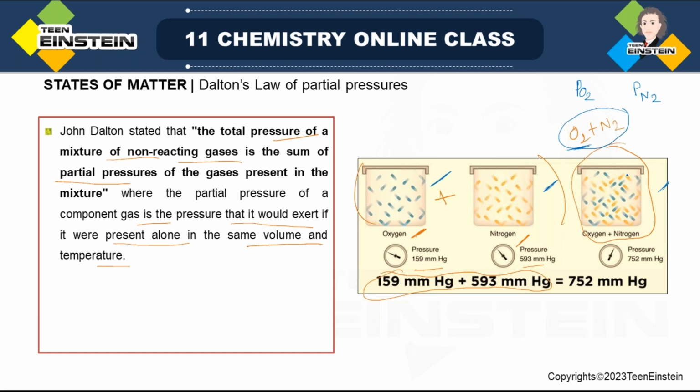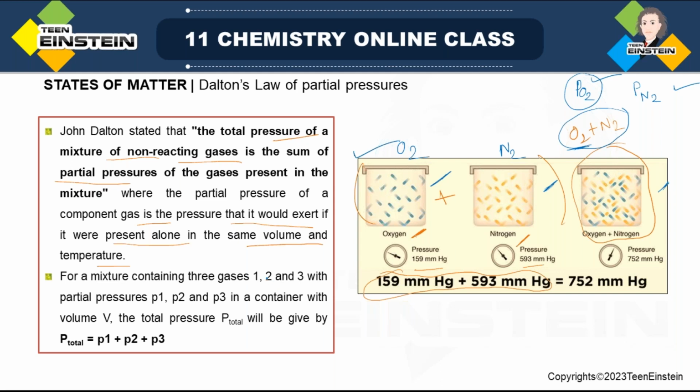Now this is component number 1, this is component number 2. The partial pressure of the first component, that is O2, is actually the same pressure as when N2 is not present. That is this situation where only O2 is present. Here only N2 is present. So PO2 is basically that pressure when it is present alone, not with any other gas. But remember, volume and temperature must be the same. Then only is this law applicable.